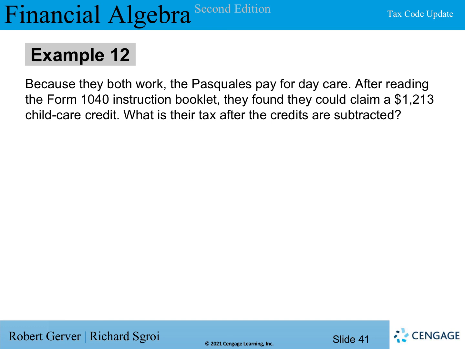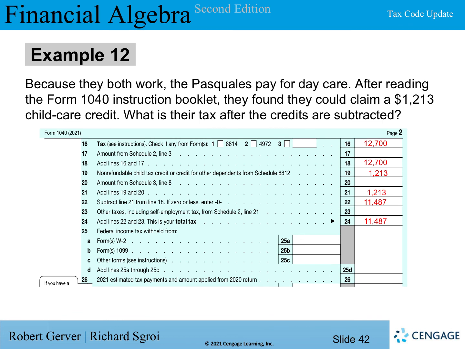Now we're going to look into tax credit. Now, they pay for daycare, okay? So after reading the instruction booklet, they found they could claim $1,213 in child care credit for this particular tax year. So now let's see where we put that on the tax form. Well, first of all, we figured out what their tax is. Their tax is $12,700 that they have to pay.